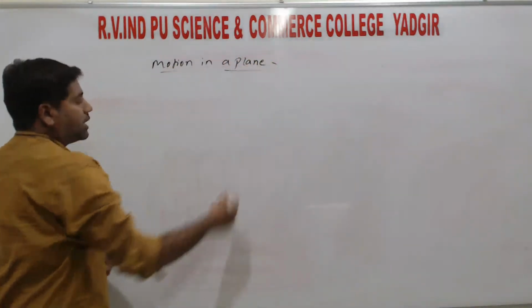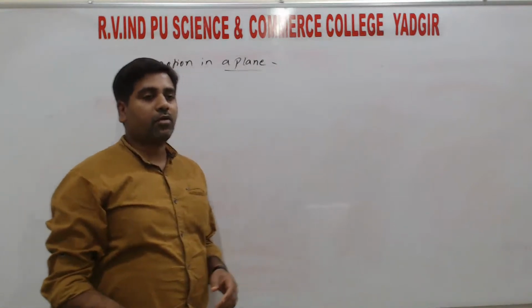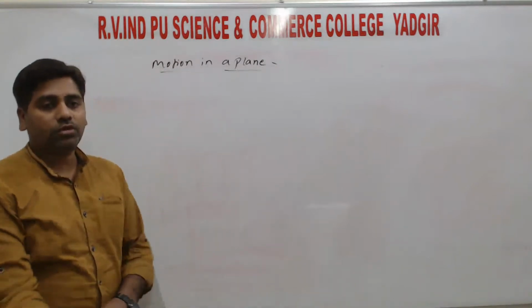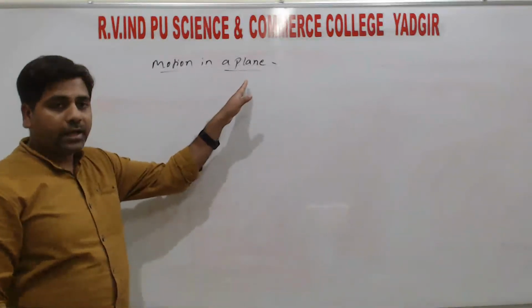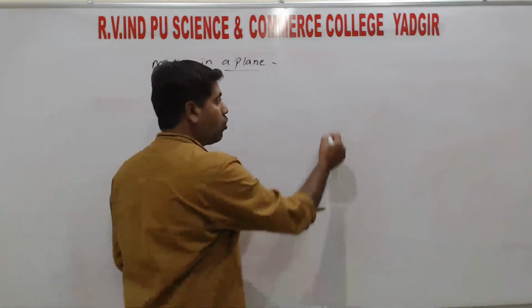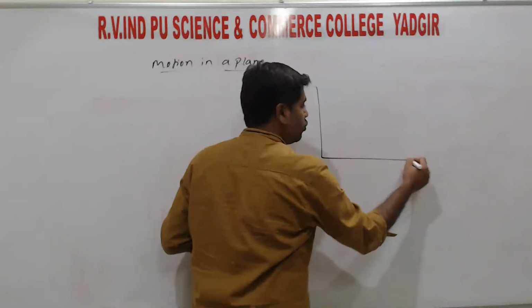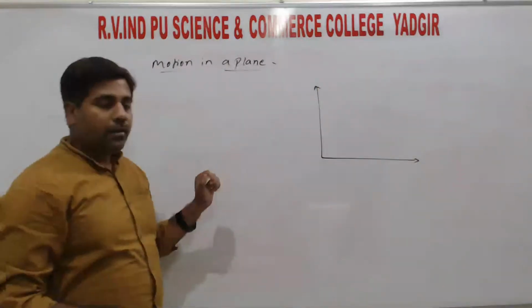Motion in a straight line means any object which is moving in one dimension. That we call motion in one dimension, or motion in a straight line, or rectilinear motion. Now, motion in a plane means any object which uses two coordinate systems, that is two coordinate axes. That type of motion we call motion in a plane, right?